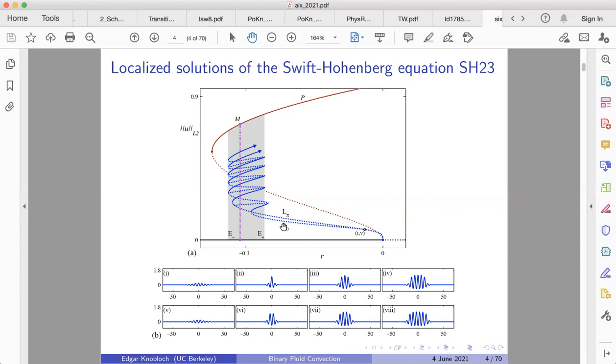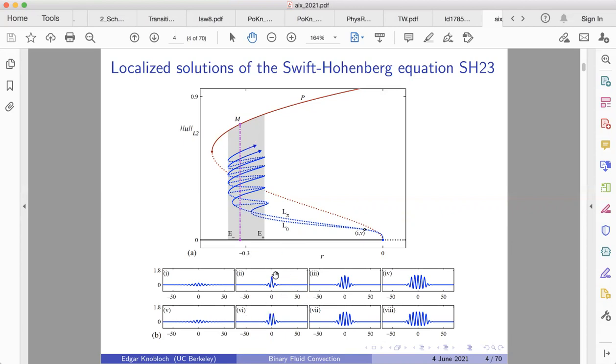But if you follow them numerically through numerical continuation, you find that they enter this shaded region. I'm going to refer to this as the snaking or pinning region, in which they start to oscillate back and forth across this region. And as they do so, the localized structure adds wavelengths on each side, gradually growing in extent.